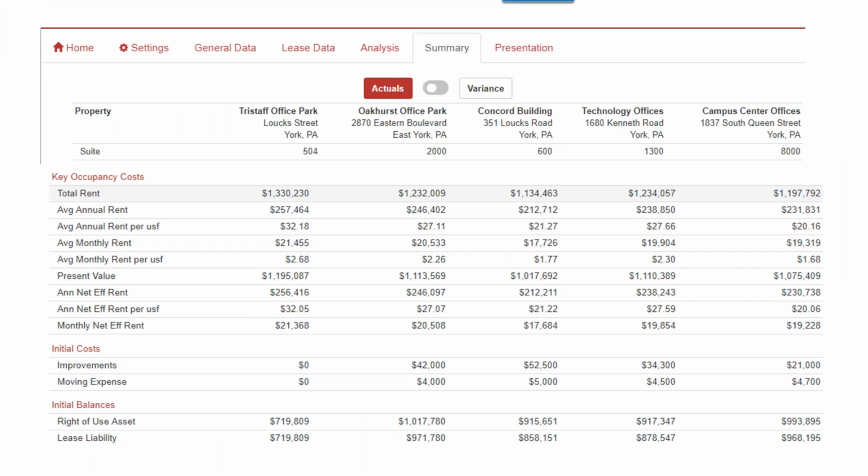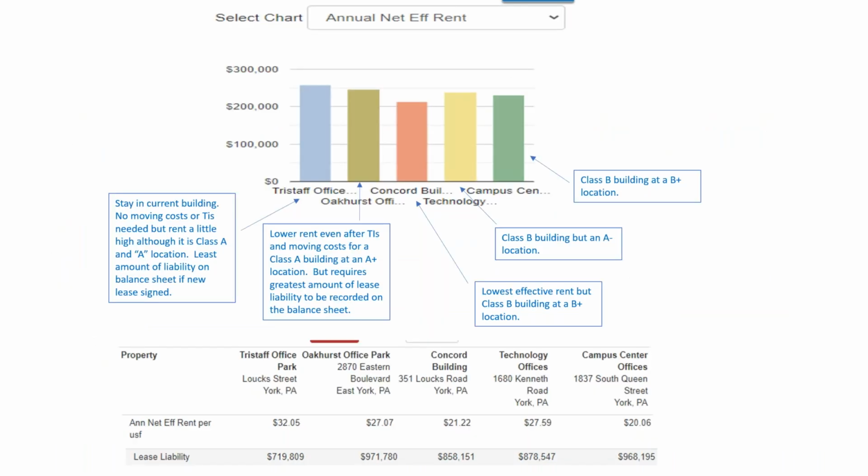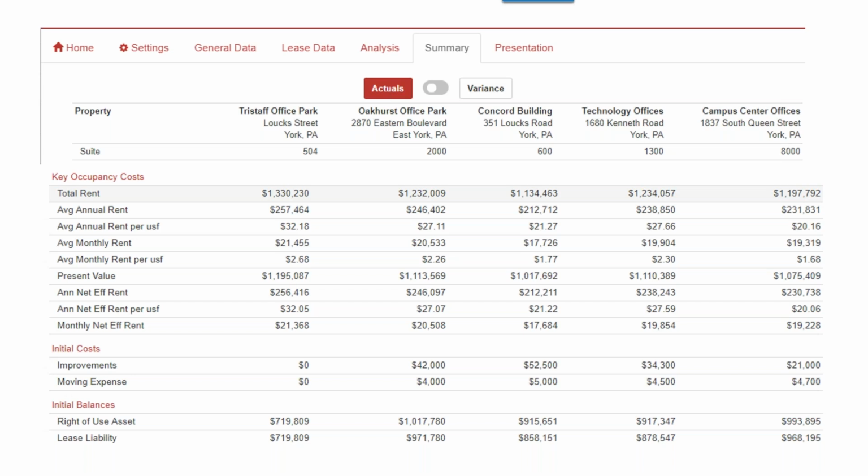But more important is our comparative analysis. So for each of these, what's the total rent, what's the average annual rent and rent per square foot, and the present values and the net effective rent and all that stuff, as well as the balance sheet stuff that we see at the bottom. So I kind of summarized it here. Maybe go back to this one though quickly.